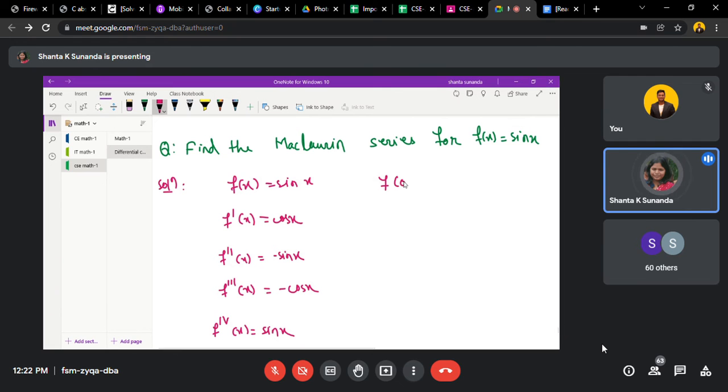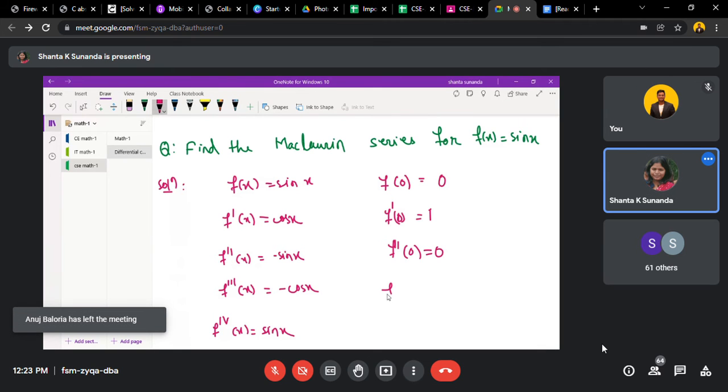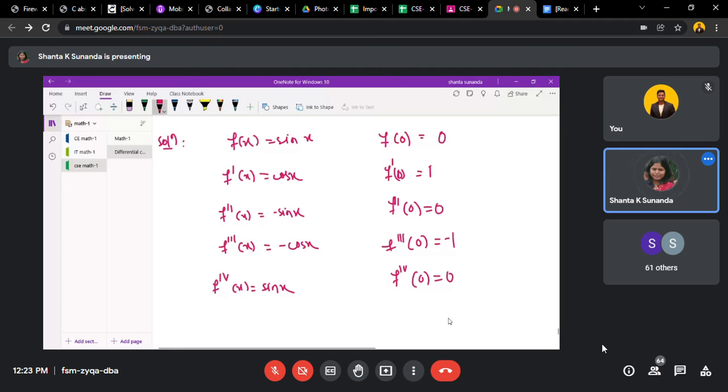Then the corresponding values. Try up to at least the third, or the fourth if it is easier. f of 0 is 0. f dash at 0 is 1. f double dash at 0 is 0. f triple dash at 0 is minus 1. And the fourth order derivative at 0 is 0. So only the odd order derivatives are nonzero and the others are 0.